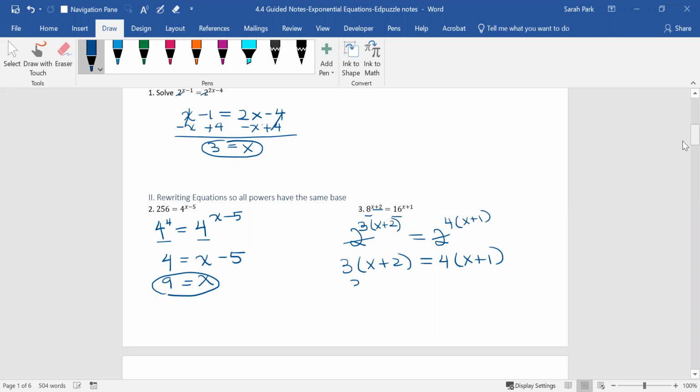Let's distribute. We get 3x plus 6 equals 4x plus 4. Let's subtract the 3x over to cancel. And then we can subtract the 4 here to cancel that 4, and we get x is equal to 2. You can always plug your answer back in to see if you get the same thing on both sides.